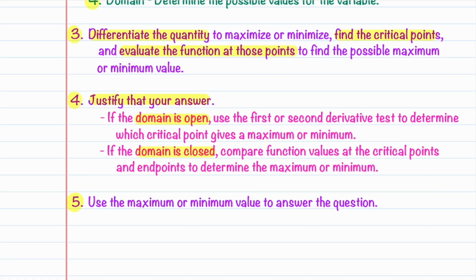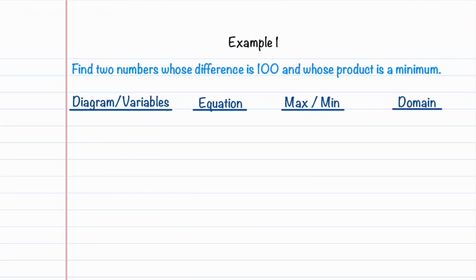Let's now walk through 8 examples. These are the most common types of optimization problems that you'll probably see. In this optimization problem, we're going to find 2 numbers whose product is as small as possible. The first step in solving this problem is to read through the problem carefully and figure out what information we have and what we're asked to find. In this problem, we are to find 2 numbers whose difference is 100 and whose product is a minimum.